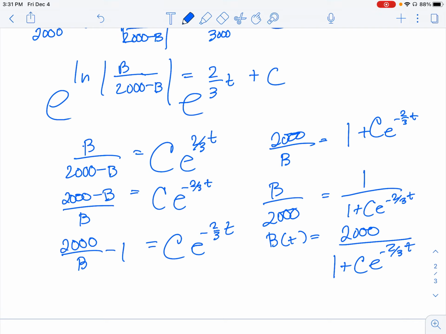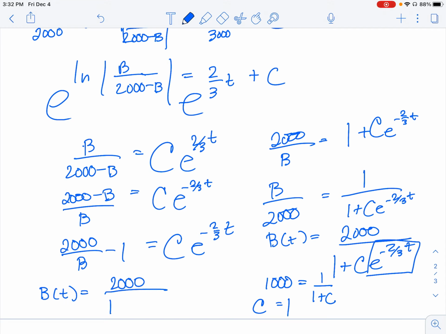And if I solve for c, what do I know? I know that there are initially 1,000 white blood cells. So if I do 1,000, and that's at time t equals 0, well, t equals 0 is just going to be 1 over 1 plus c, because this whole thing will go to 1. So if I solve for c, I end up getting c is 1. So to get that b of t equation, it's 2,000 over 1 plus e to the negative 2/3 t.